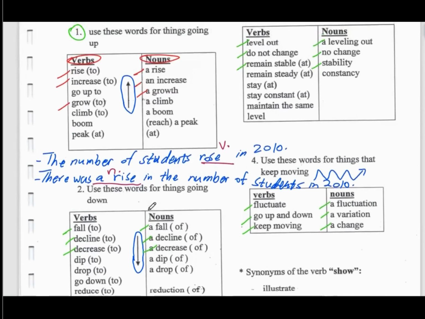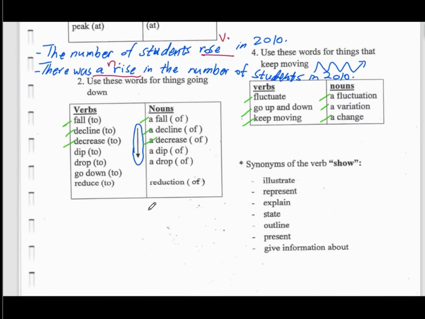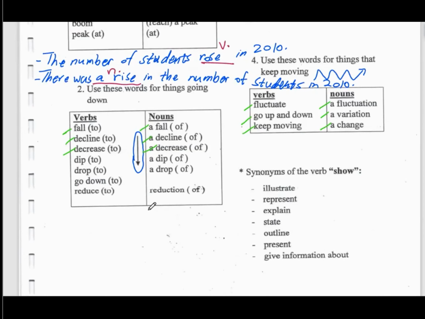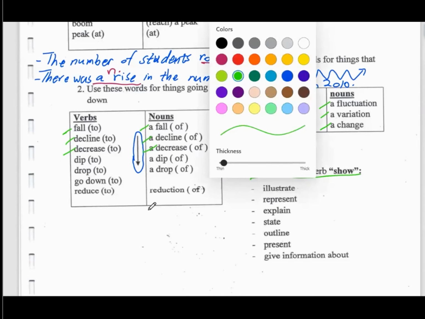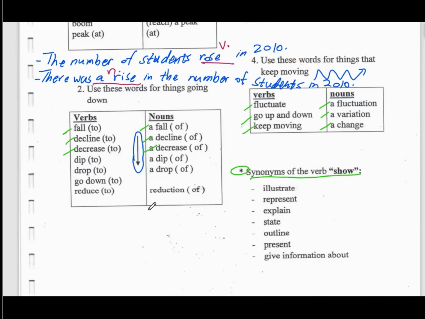So you need to study these words and memorize them. Here we have synonyms for the verb show. And also here, it's enough to know four of them. Illustrate, represent, explain, give information about. That's enough.